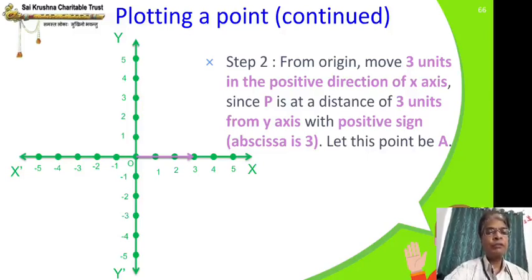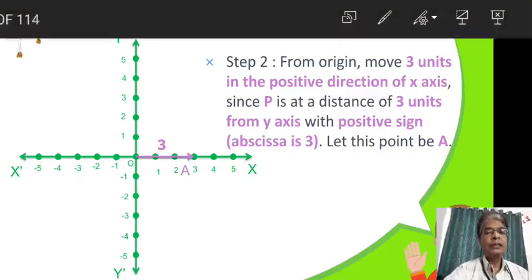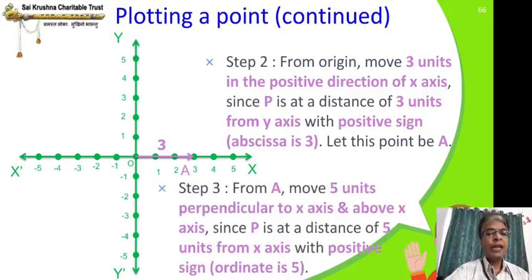So I have moved 3 units in the positive direction, and I am marking the point as A. The next step is, from A, move 5 units perpendicular to the x-axis and above the x-axis, since P is at a distance of 5 units from the x-axis with positive sign. That is, the ordinate is 5.